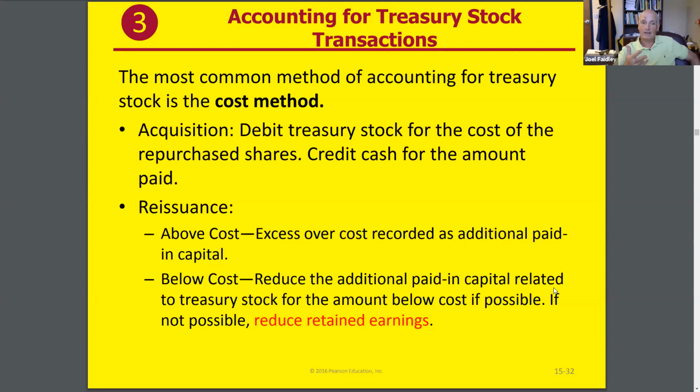What's above cost, meaning I've got a gain, right? It's going to be a credit to additional paid-in capital treasury stock. If it's a loss, then I'm going to reduce that additional paid-in capital if there's any dollars in that additional paid-in capital treasury stock, because that's a separate account from additional paid-in capital common. Additional paid-in capital treasury, if I've got previous gains and I take those gains to zero, then I take the rest of that out of retained earnings. If I buy all of these shares of stock and then I turn around and sell them all at a loss, then I'll have to reduce retained earnings. You never have a debit balance in additional paid-in capital treasury stock.